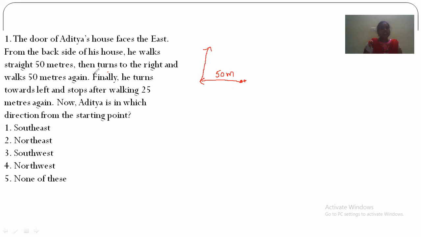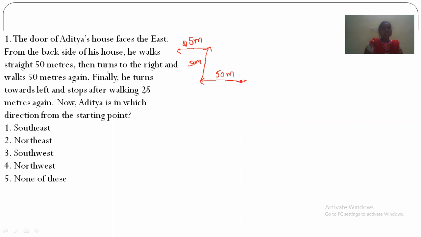He turns to the right and walks 50 meters again. Finally, he turns towards the left. Now he is facing the north direction, and from north, left means the west direction. In the west direction, he stops after walking 25 meters. So from here he has walked 25 meters. This is the ending point.